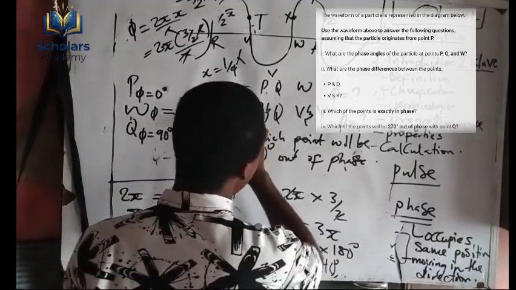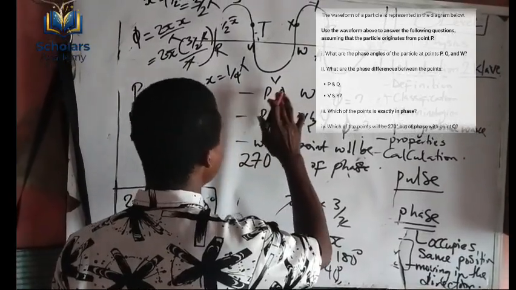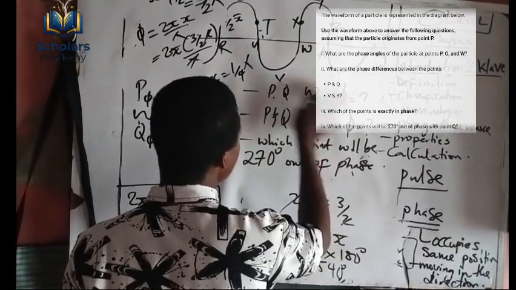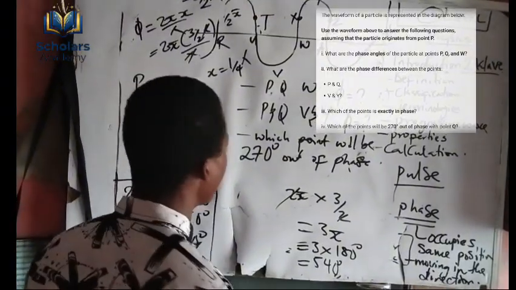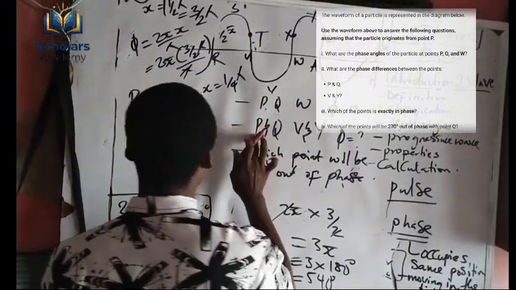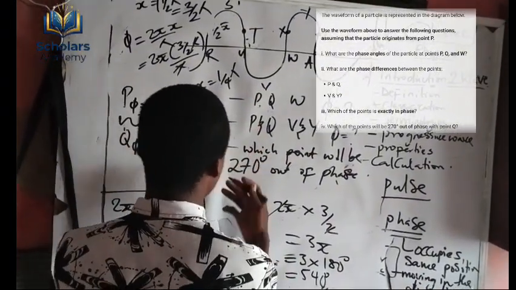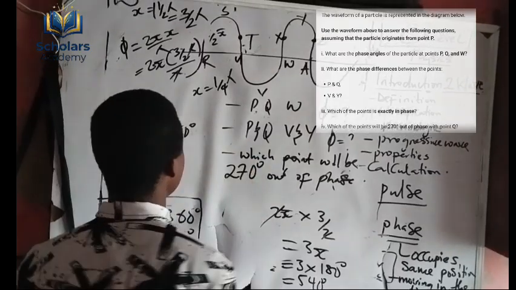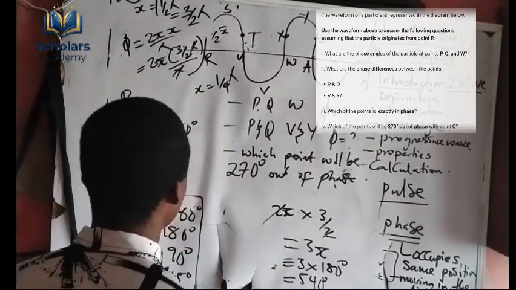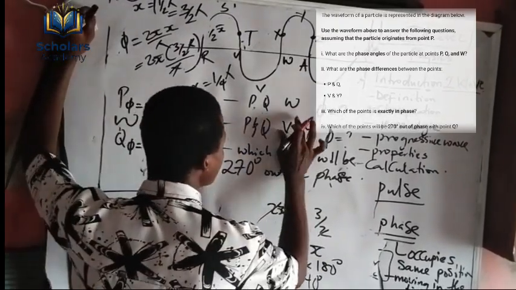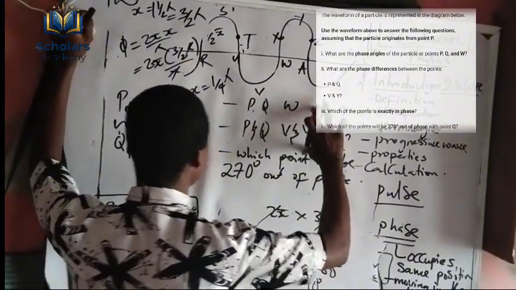So now we are able to find the phase angle of P, the phase angle of Q, the phase angle of W. So these three, they are out of phase. Now let's look here, P also we are finding, Q also we are finding. So the question is that P and Q, are they in phase? No, they are out of phase. So I will leave you guys with this. Look for the phase angles of V and the phase angles of what? Y.